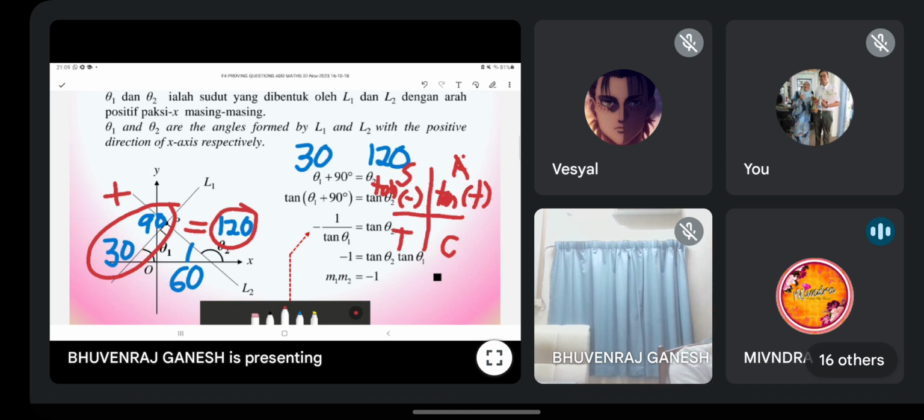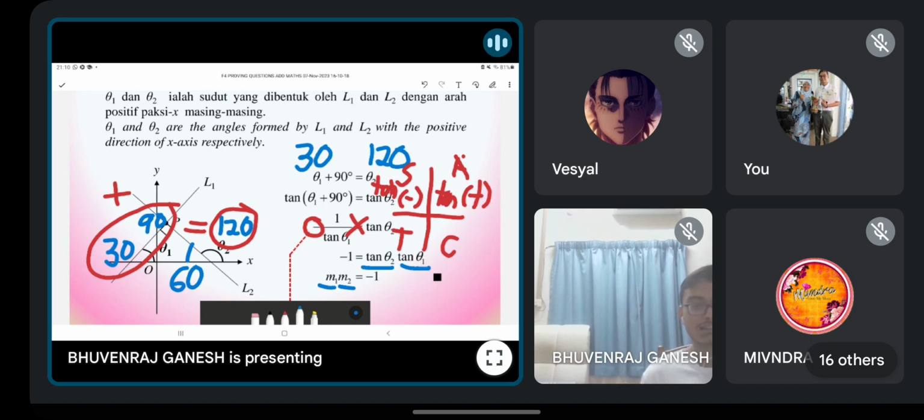So negative 1 over tangent theta 1 sama dengan tangent theta 2. So kita darabkan, pindah tangent theta 1 tu kat sebelah. If you darab silang pun boleh, and then dapatlah -1 sama dengan tangent theta 2, tangent theta 1. Macam tadi kan kita dah dapat kecerunan, tangent theta tu sama dengan kecerunan. So kecerunan darab kecerunan sama dengan -1.